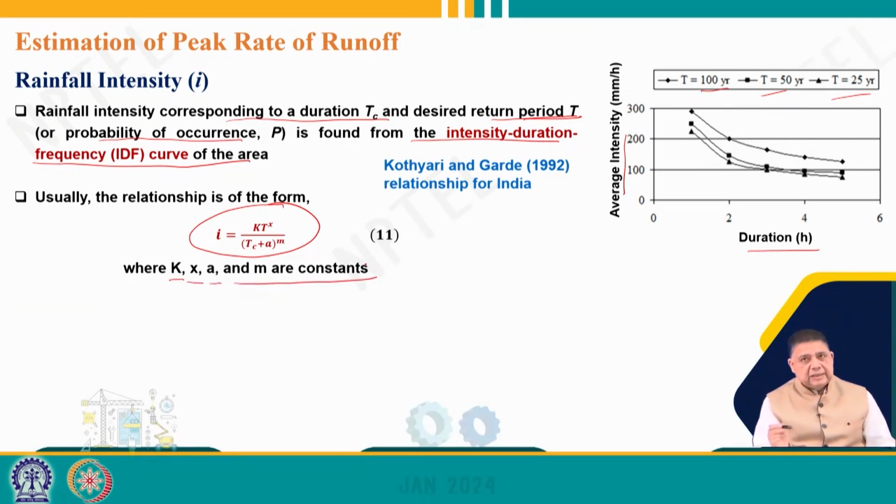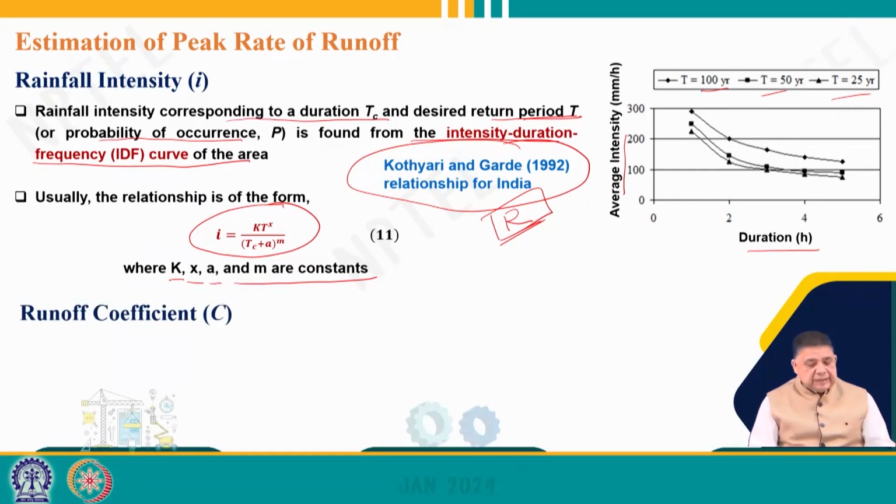But you remember, while discussing the IDF curve, I gave an example of a relationship developed by Kothari and Gerde in 1992, which slightly differs from this relationship, though most of the parameters are the same. There is one additional parameter there, the R224 term, that was used in that particular method.